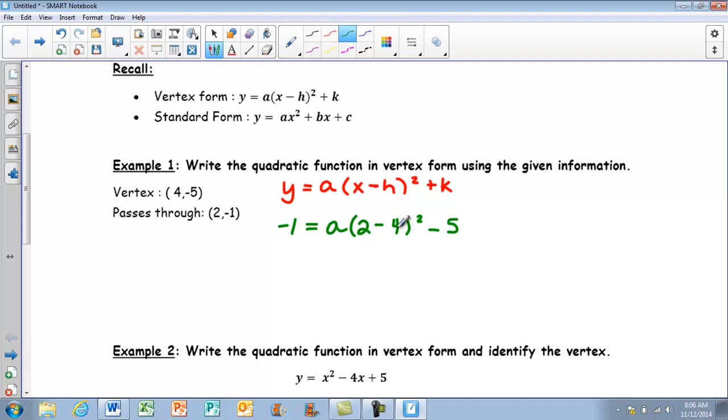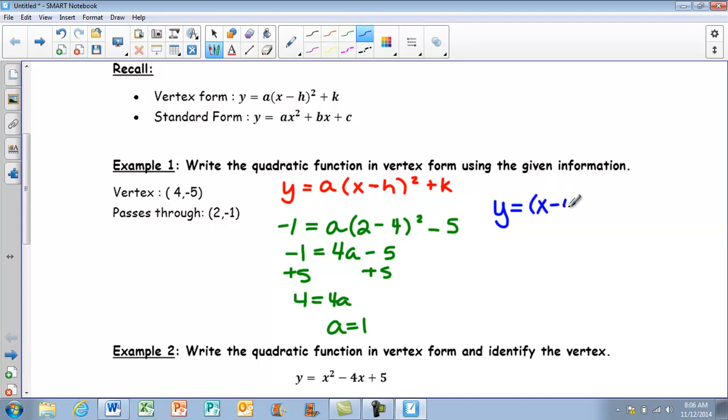2 minus 4 is negative 2 squared, which gives me 4. So I have 4a minus 5 equals negative 1. Add 5 to both sides, and I have 4 equals 4a. So my a value is going to equal 1. Now I can rewrite my equation in vertex form. y equals, my a value is 1, so I'm just going to have x minus 4 squared minus 5.